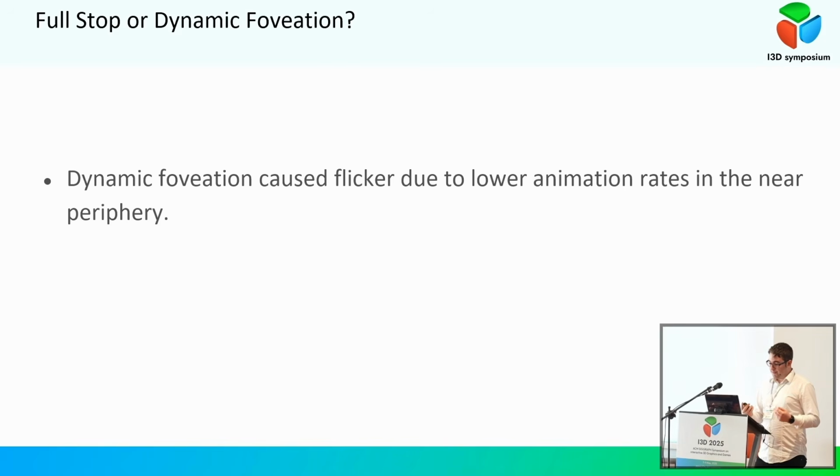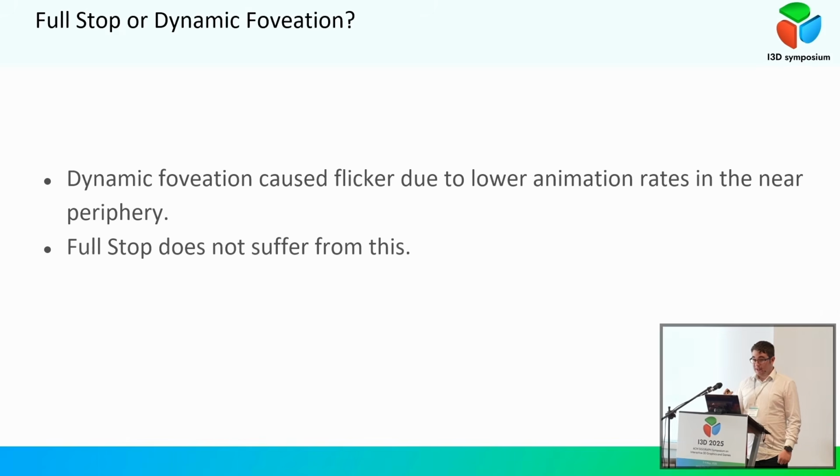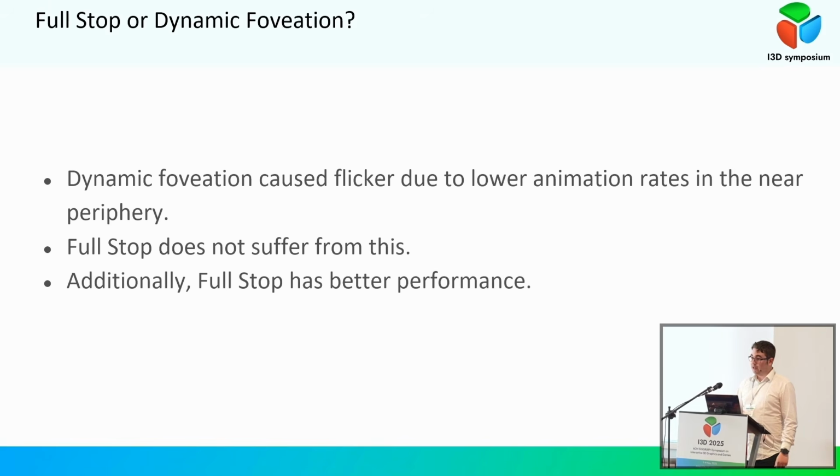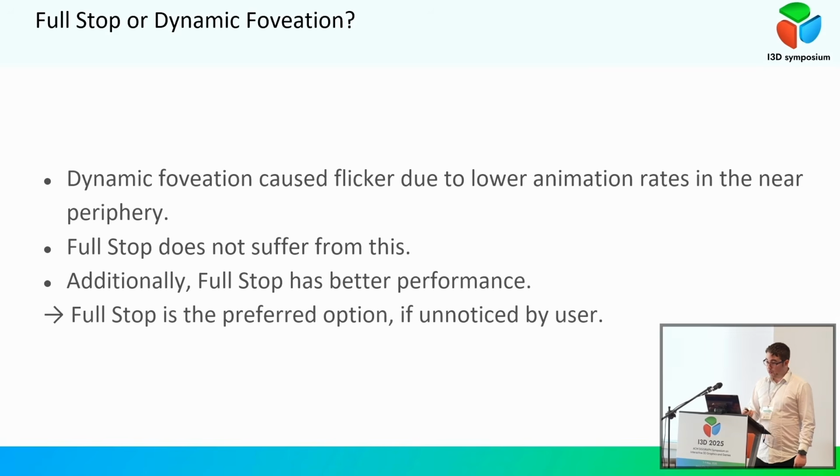So because of this, we believe the reason why full stop performed better is because of what we had hypothesized. The dynamic foveation causes flicker in the near periphery, and that gets picked up. But full stop doesn't suffer from this, because due to the lack of flicker, the lack of animations, they just keep going. Additionally, as we've seen, full stop has better performance overall. Therefore, we believe that between the two methods, full stop is the preferred option, despite what you might originally believe.